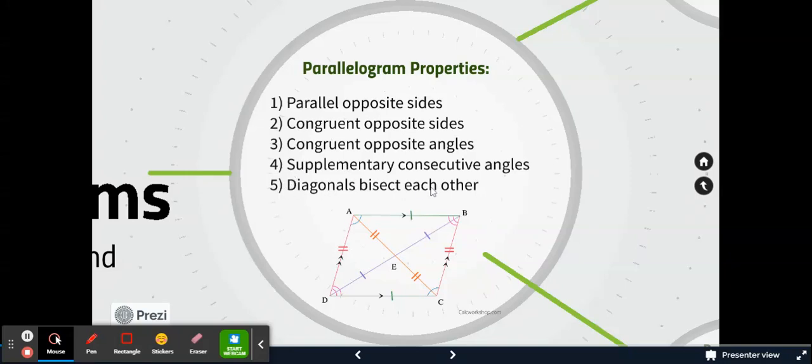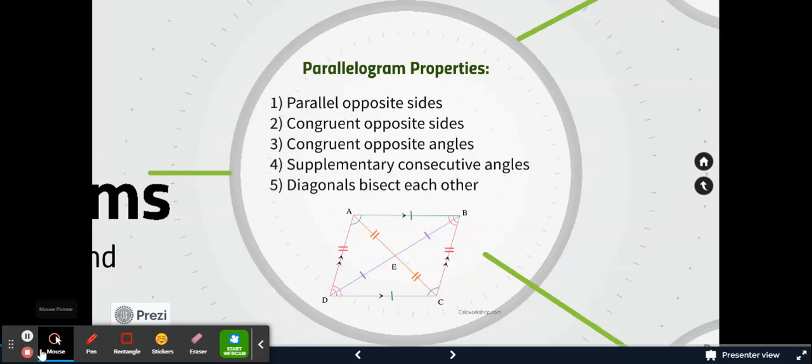And then the diagonals would also bisect each other. So the diagonals, remember, connect opposite corners in our shape. So point A to point C, that segment is a diagonal, and segment BD is a diagonal. And for them to bisect each other, it means that each diagonal cuts the other one into 2 equal parts. And we can see how segment AE and segment EC are congruent, and segment BE and segment DE are congruent. So that's what makes a parallelogram special.